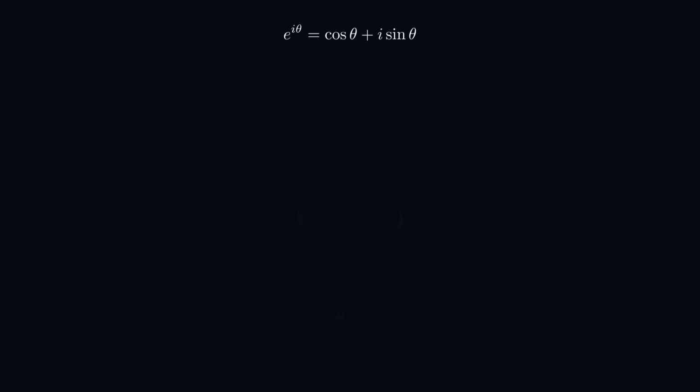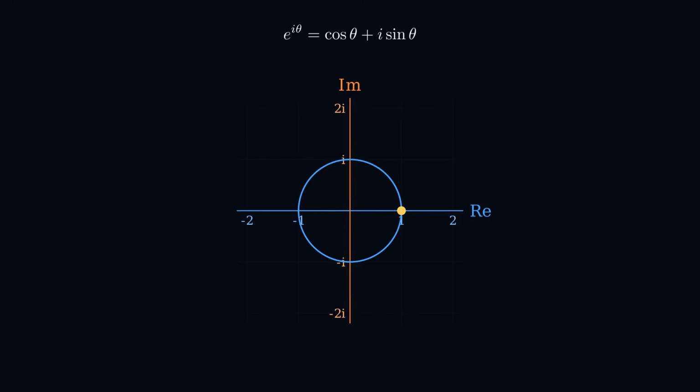Plug in theta equals pi radians, 180 degrees. e to the i pi equals cosine pi plus i sine pi equals -1 plus i times 0 equals -1. Rearranged, it gives Euler's identity. e to the i pi plus 1 equals 0.